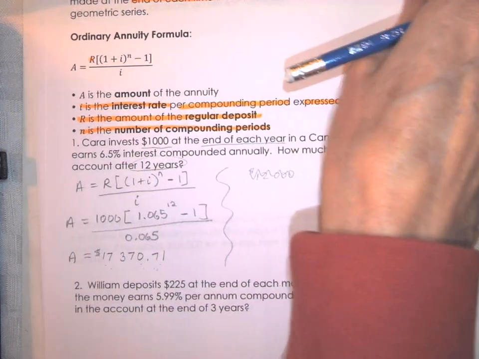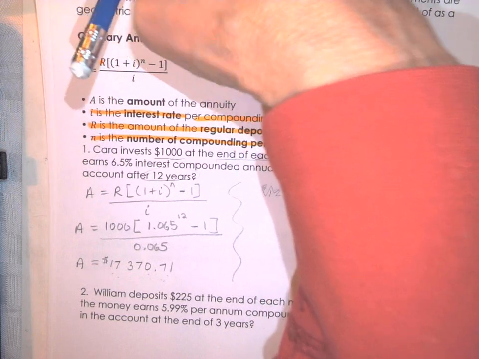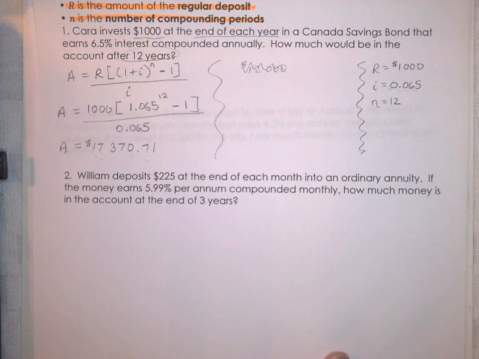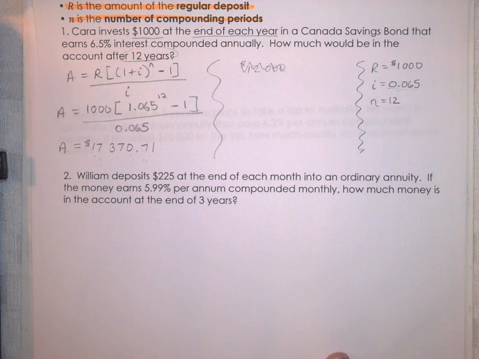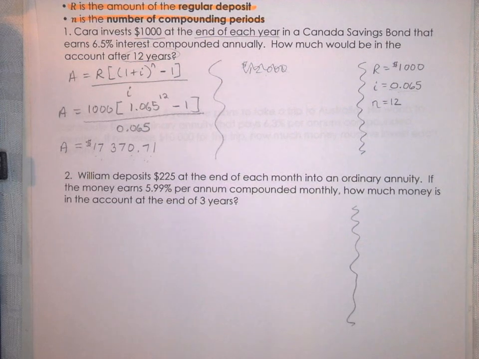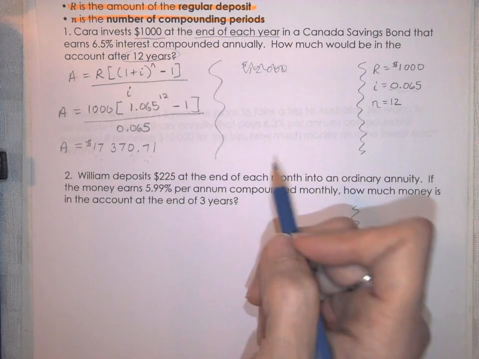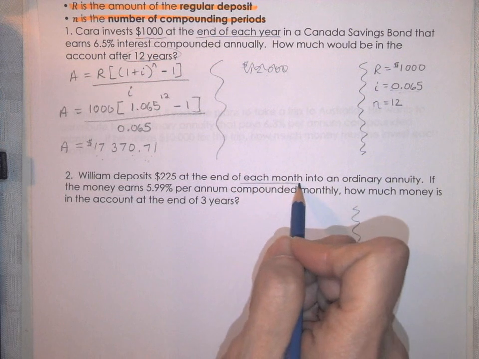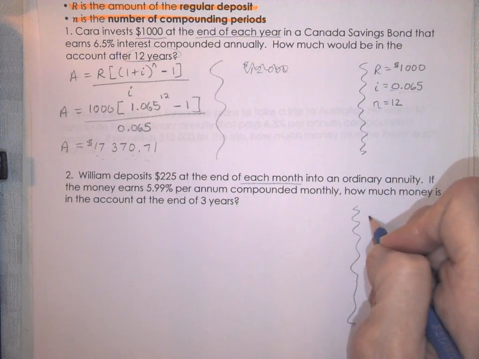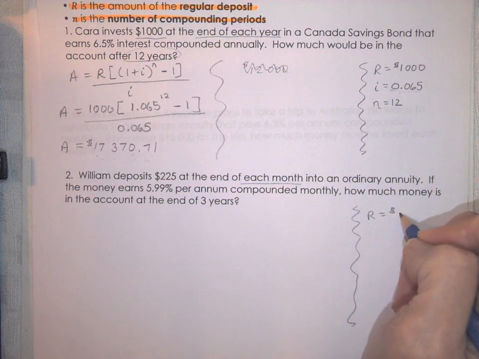Okay. All right, so our next question. William deposits $225 at the end of each month into an ordinary annuity. If the money earns 5.99% per annum compounded monthly, how much money is in the account at the end of 3 years? So again, we're going to pick out the things that we recognize here. First of all, we're depositing each month, so we know we're talking about an annuity as opposed to just plain compound interest. And that regular deposit is $225.